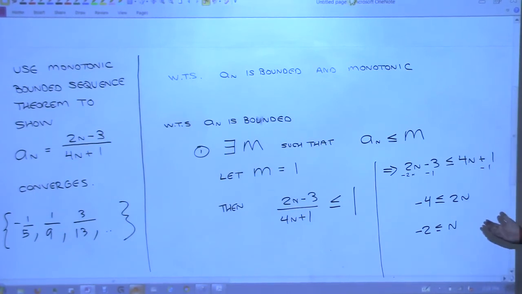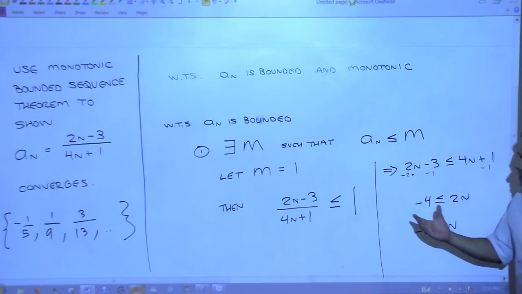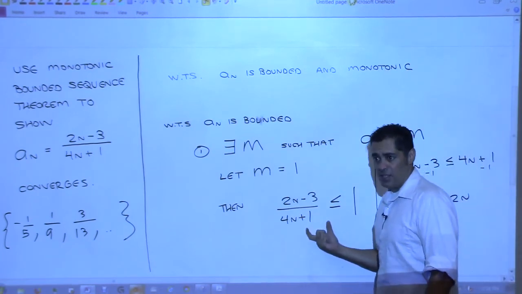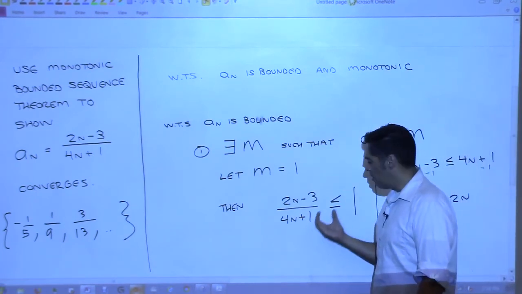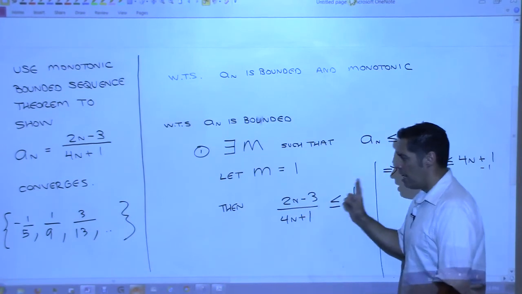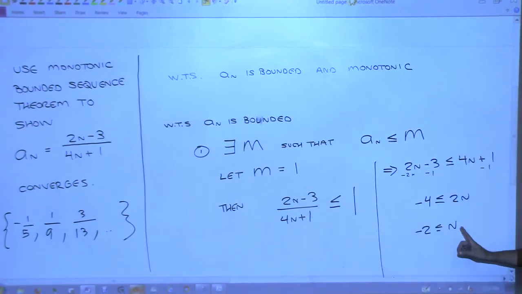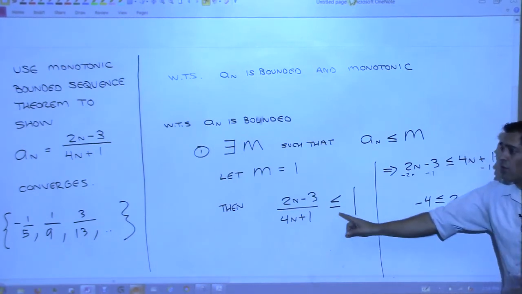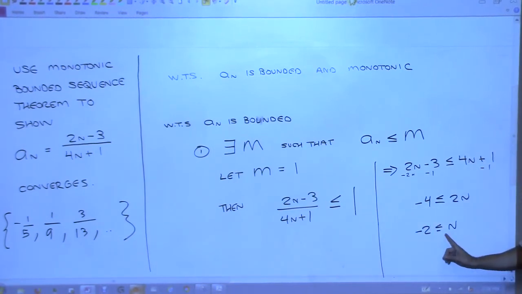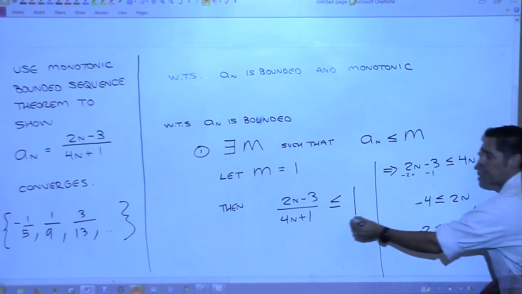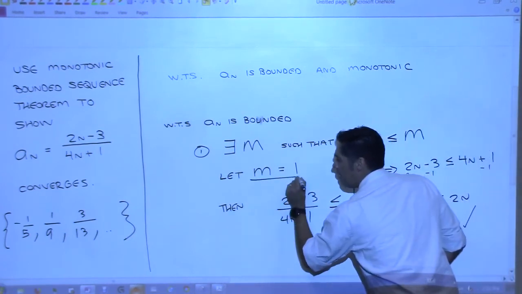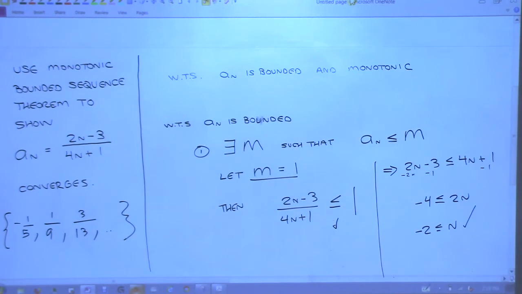Now what does this mean? In order for this to be true, what I need is for n to be bigger than or equal to negative 2. This is true so long as this is true. Now, is this true? Yes, because n is coming from the natural numbers, right? 1, 2, 3, 4. So this is always true, which means that that's true, which means that I have found an upper bound.